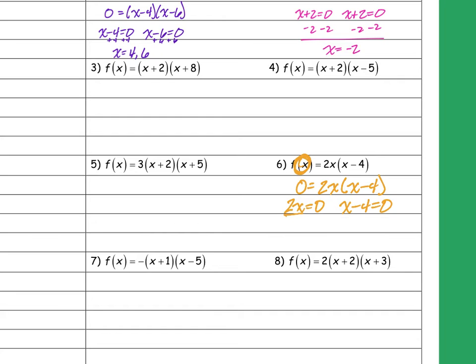So on the first one, I'm going to divide by 2. And on the second one, I'm going to add 4. I almost subtracted 4. So that means x is going to equal 0 on this first one, because 0 divided by 2 is just 0. And then here, of course, it is positive 4.